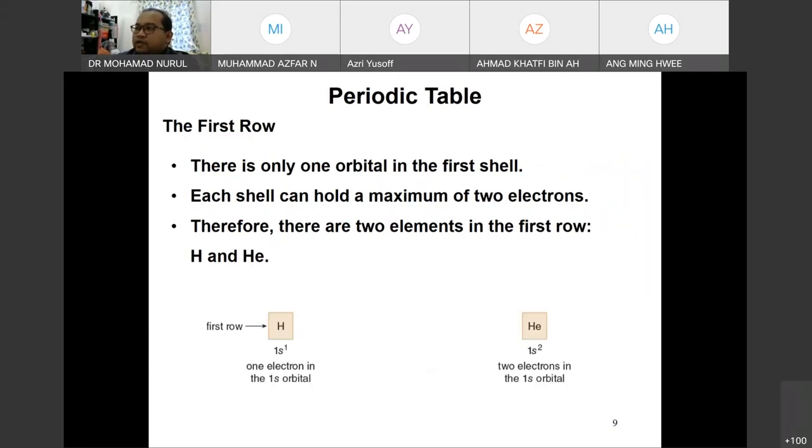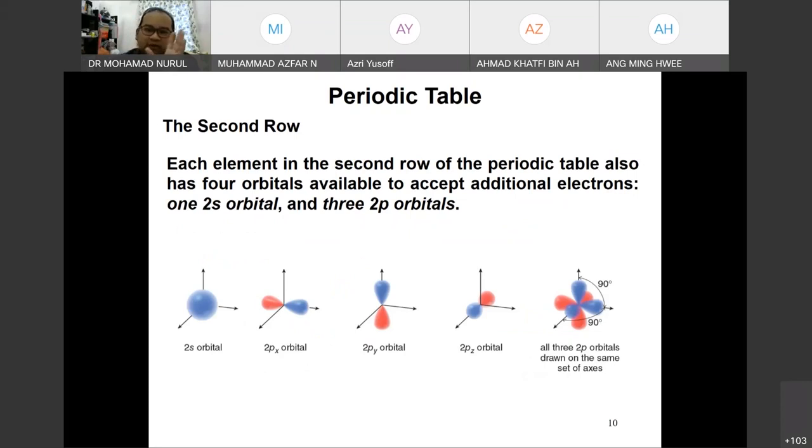For the periodic table, the first row has only one orbital in the first shell. Each orbital can hold a maximum of 2 electrons, or 1 pair of electrons. If you remember, for the s orbital you can put spin up and spin down. That's why we say 2 electrons. They have only 2, which is hydrogen and helium. Hydrogen is like this, 1s, and helium is like this. This is just an introduction for today.